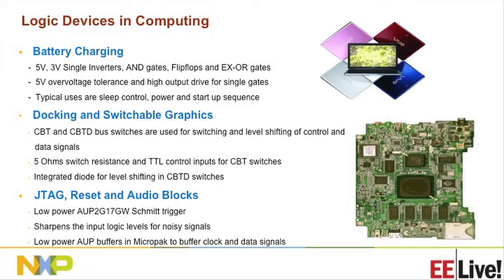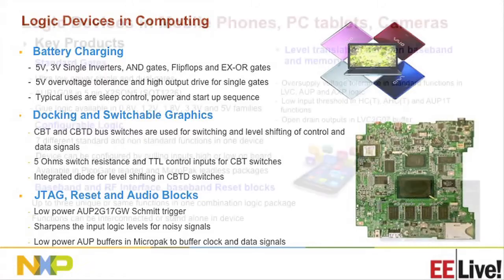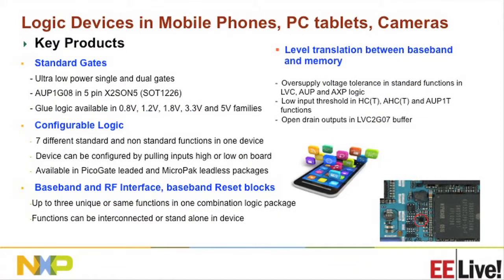And in some of the test interfaces like JTAG and reset blocks, we find the dual gates like AUP logic. Again, these are noisy signals. You want to make sure your output is well defined. So sometimes you would put in a Schmitt trigger just to get a defined output there. If you look at the mobile phones, tablets, and cameras, again, this summarizes the use of glue logic and interfaces like baseband and RF. We also find them in baseband reset blocks. And sometimes there's a level shifter between baseband and memory.